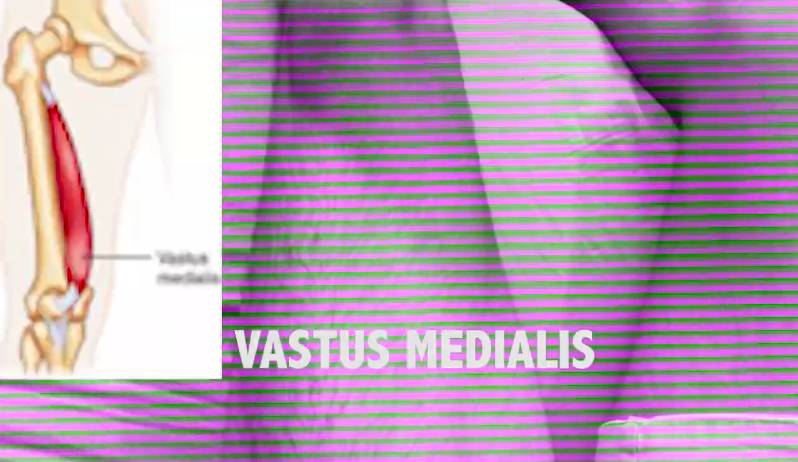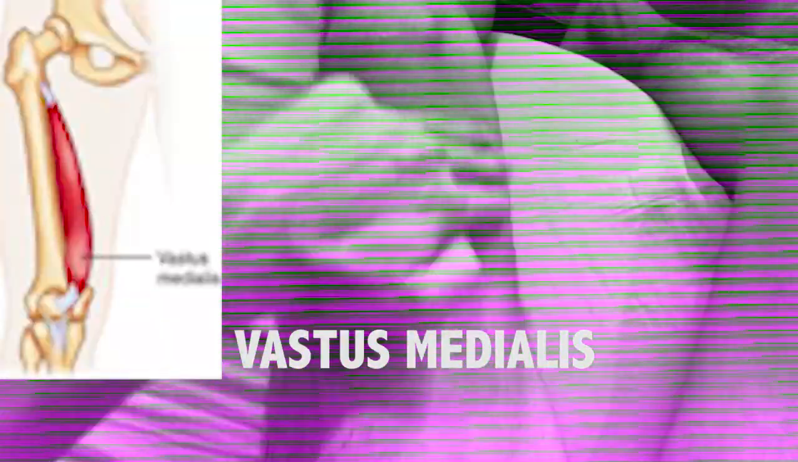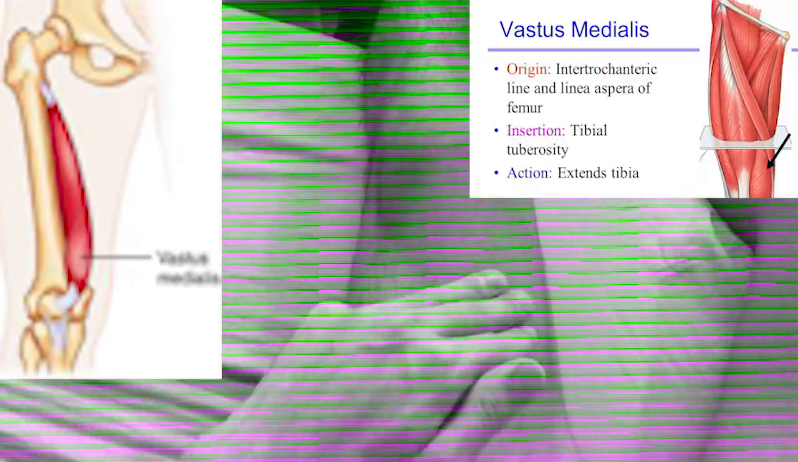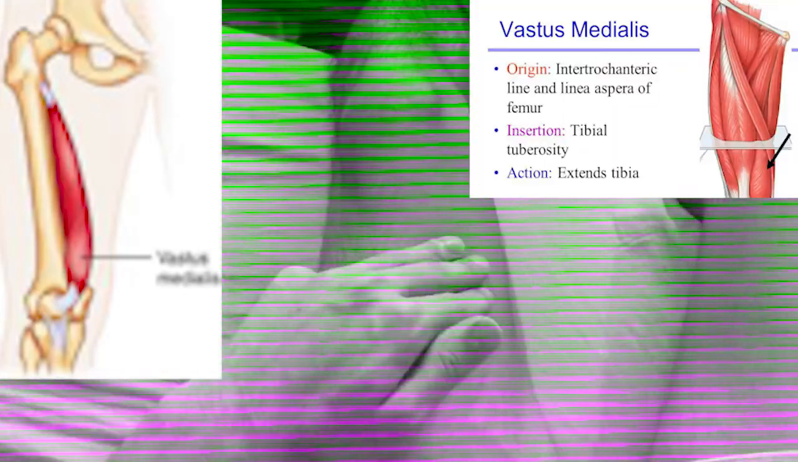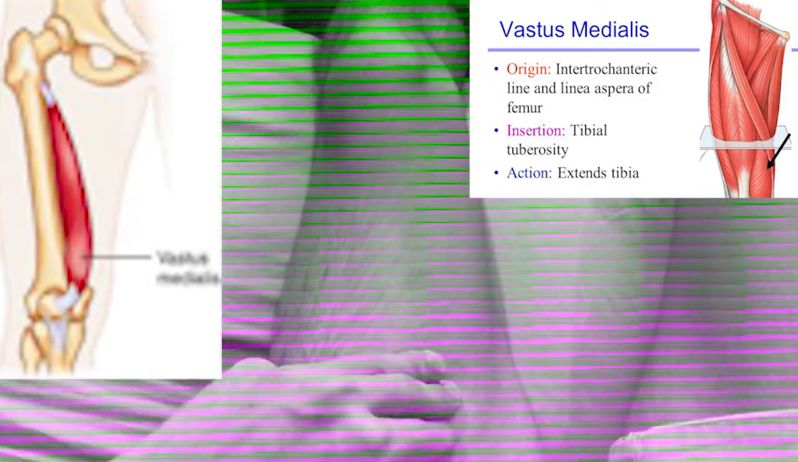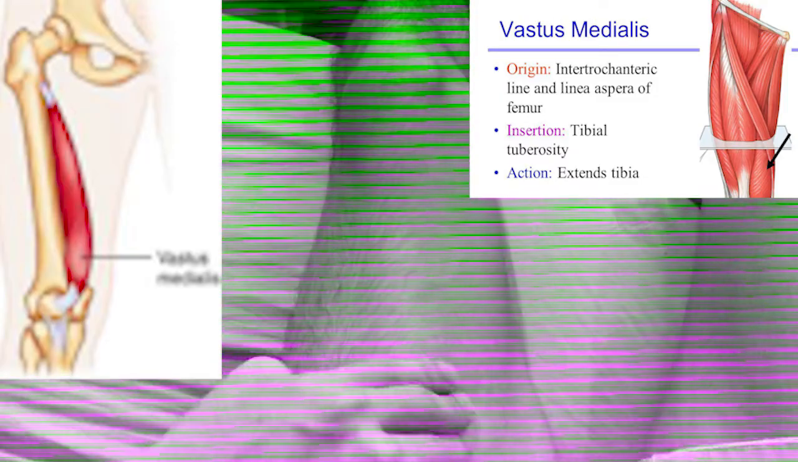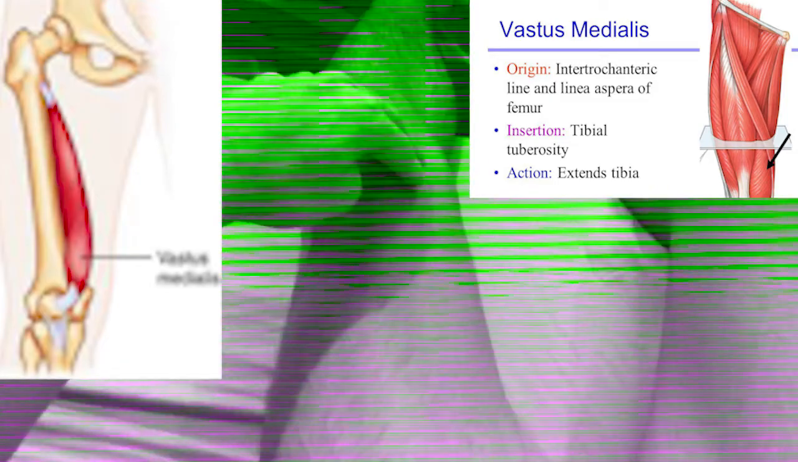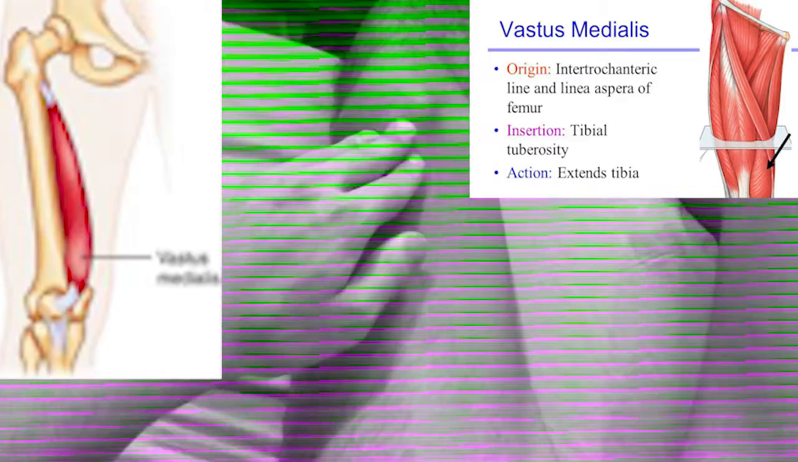So the last muscle of the 4 quadricep muscles would be the vastus medialis. This one. So the vastus medialis is an extensor muscle located medially in the thigh that extends the knee. It also attaches to the medial lip of linea aspera of the femur, and it inserts into the quadriceps tendon to the base of the patella and into the tibial tuberosity via the patellar ligament.